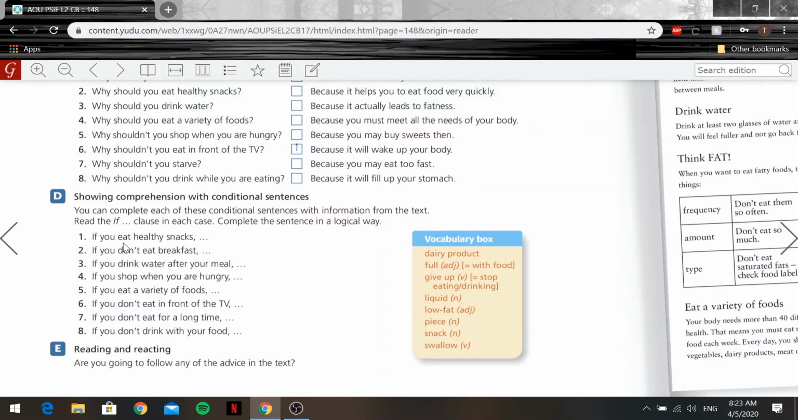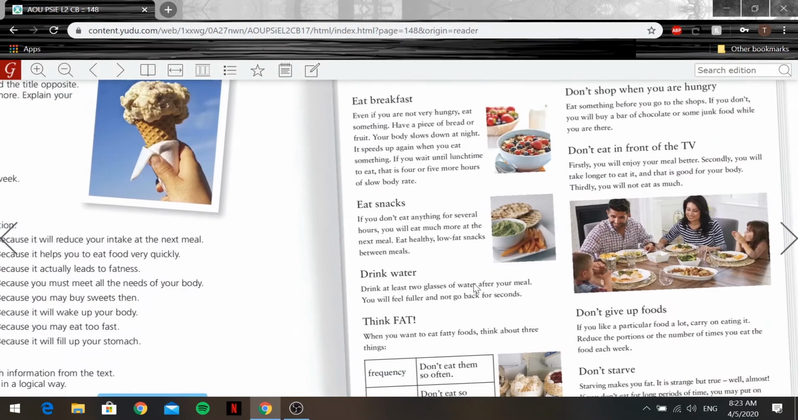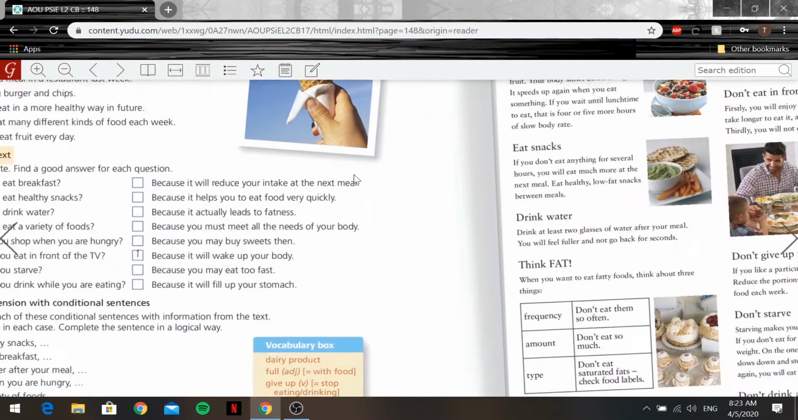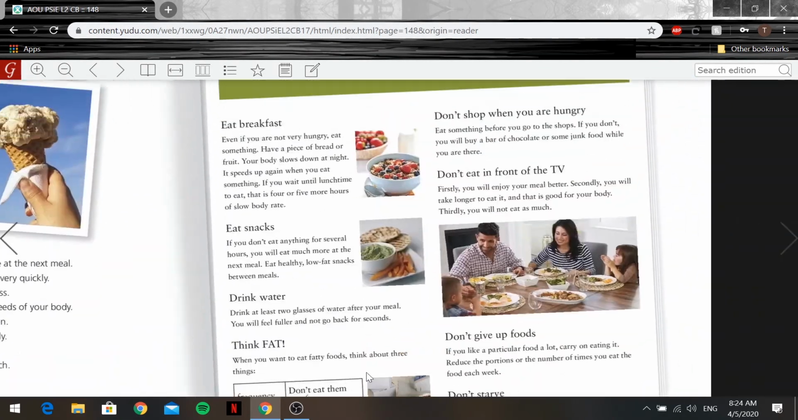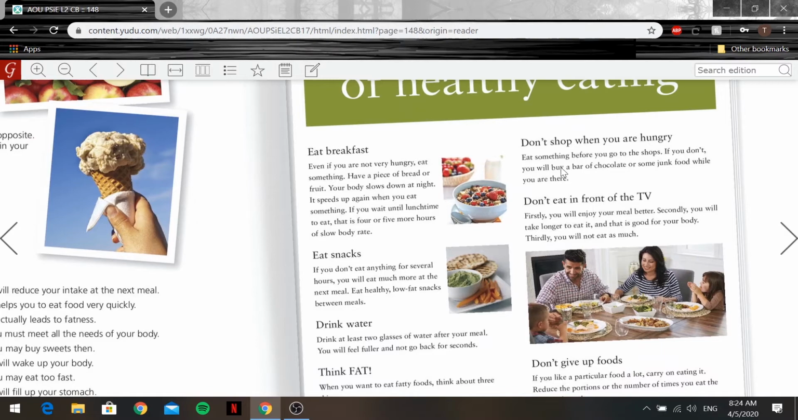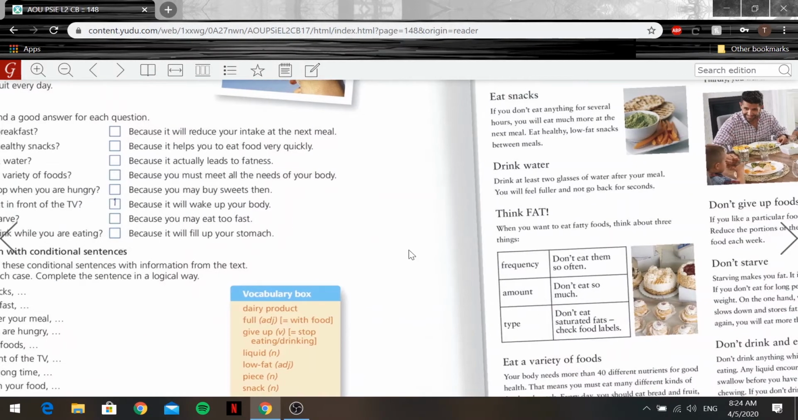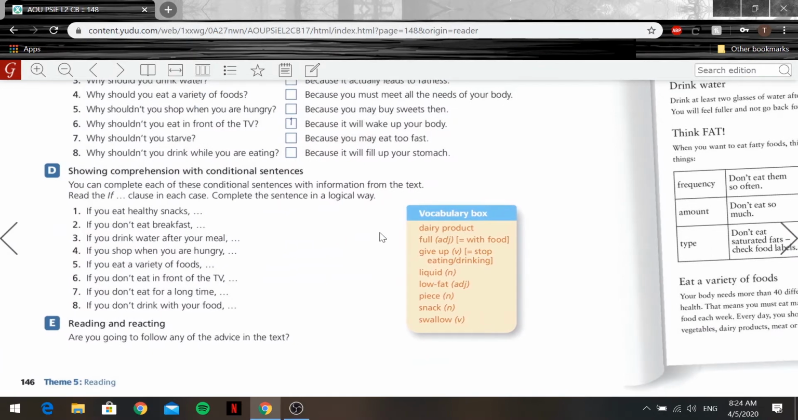Two, if you don't eat breakfast, I think it was something about your body slowing down. Yeah, slow body rate. So we'll say if you don't eat breakfast, your body will slow down. Three, if you drink water after your meal, I know this one, we'll say you'll stay full or simply not be hungry. Four, if you shop when you're hungry, I think it was right here actually, hold on. If you don't, you'll buy a bar of chocolate while you're there. So we'll say you'll buy the wrong kind of food.